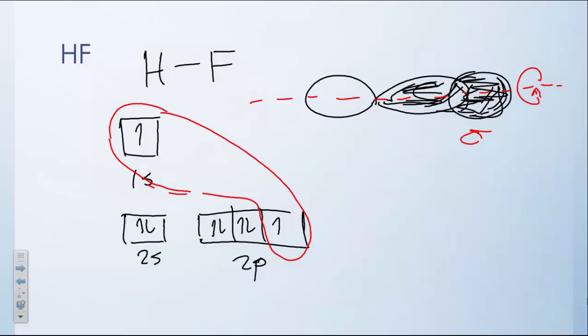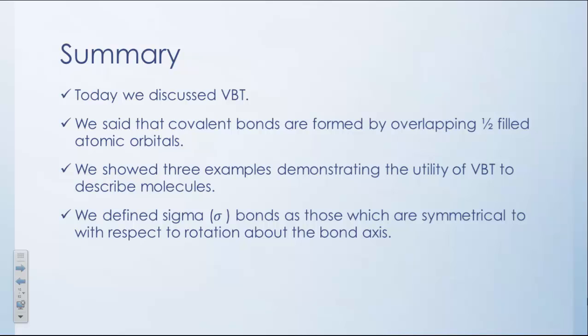So we can see that valence bond theory adequately describes the bonding in these three case studies that we've done, F2, HF, and dihydrogen. So today we discussed valence bond theory. We said that covalent bonds are formed by overlapping half-filled atomic orbitals. We showed 3 examples showing how the method is very useful. We also discussed sigma bonds, and we said that sigma bonds are those bonds which are symmetrical with respect to bond rotation. In our next video, we're going to continue building upon what we've done in this video, and we'll discuss more complex scenarios.